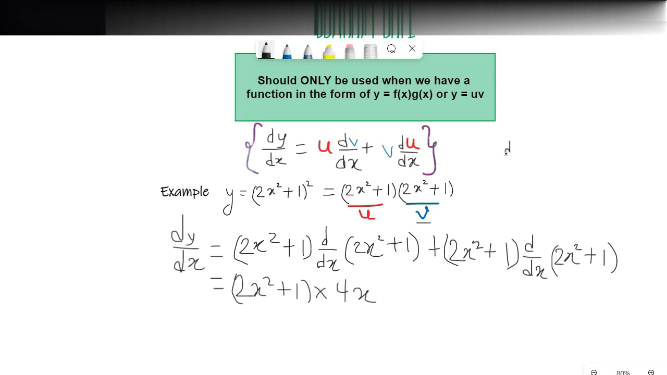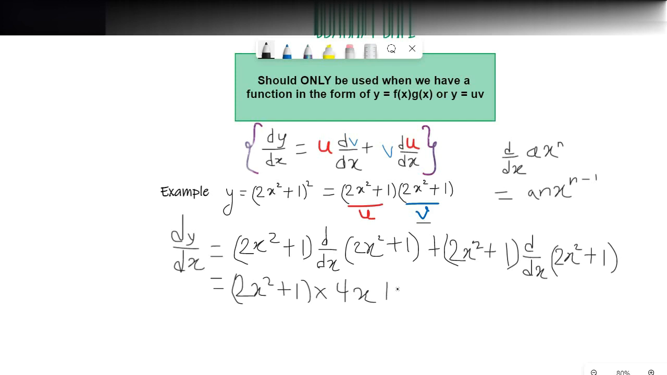When you differentiate a function in the form of ax to the power n, the derivative will be anx to the power n minus 1. So for the case of 2x squared plus 1, 2x squared becomes 4x because 2 minus 1 is 1, and 2 multiplied by 2 becomes 4, and since 1 is a constant, the derivative of any constant will be 0.